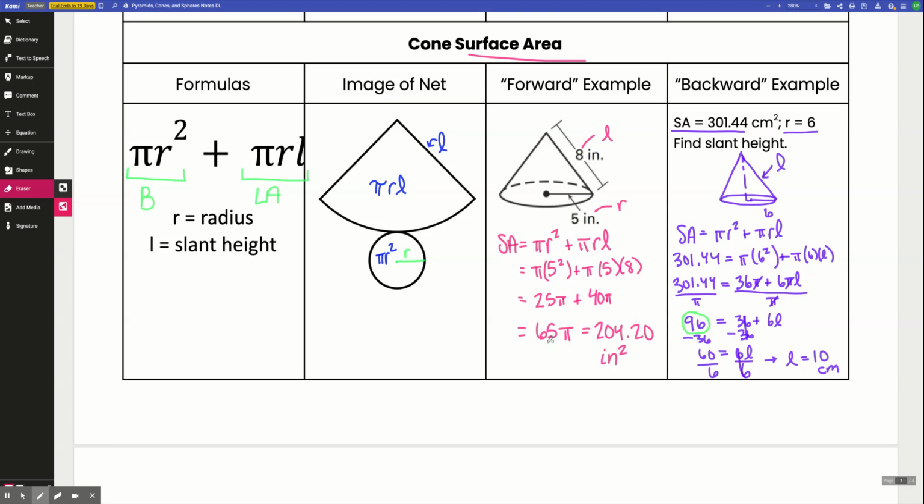Okay, so that is it for this video on surface area of cones and pyramids. Very much like the prisms, surface area is much more complex than volume. So the next video will be a little bit shorter, mostly because the formula is a lot easier to work with for volume. So I will see you in the next video.